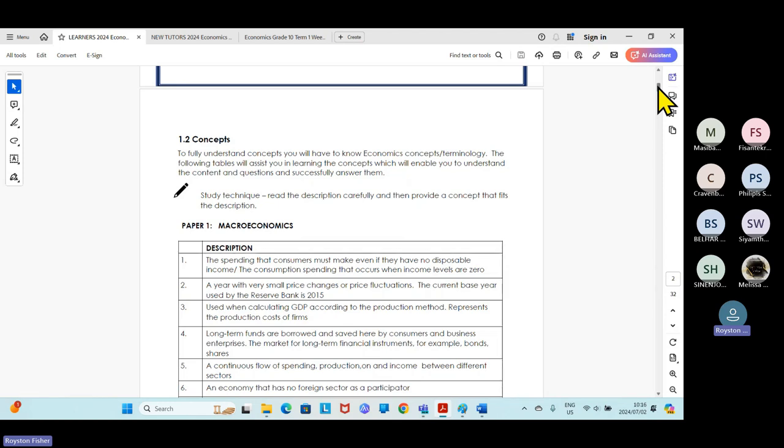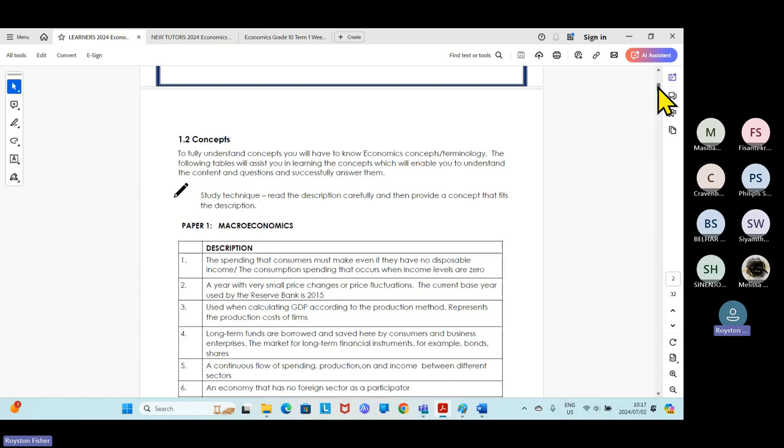So for paper one, we are dealing with macroeconomics, the work that you basically did in term one. So macroeconomics will be tested in your trial exam now in September, as well as at the end of the year. And this is all term one's topics, and macroeconomics consists of four topics, which is the circular flow, business cycles, and international trade or foreign exchange market.